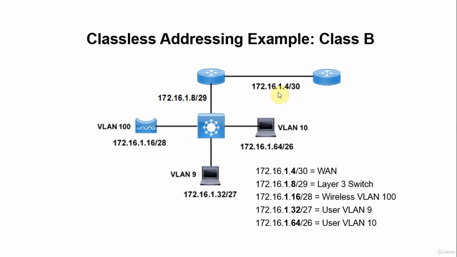And here's an example of class B addressing, 172.16.1.4. So it's the fourth octet where I'm getting the network address now. The .4, .8, .16, .32, .64, they're multiples, and within each range. And I'll go into a little bit more about that. It'll make more sense.